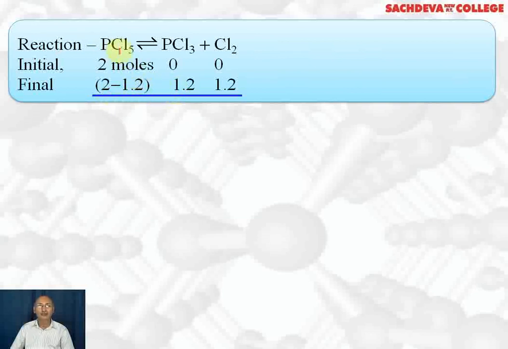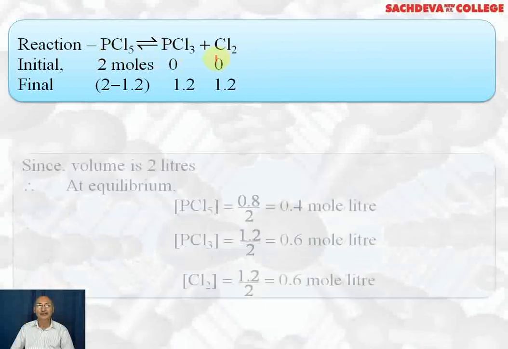If 1 mole of PCl5 reacts, 1 mole of PCl3 will be formed. 1.2 moles of PCl5 is reacting, so 1.2 moles of PCl3 will be formed and 1.2 moles of Cl2 will be formed, because its coefficient is also 1. So 1.2 moles of PCl5 on decomposition gives 1.2 moles of PCl3 and 1.2 moles of Cl2.